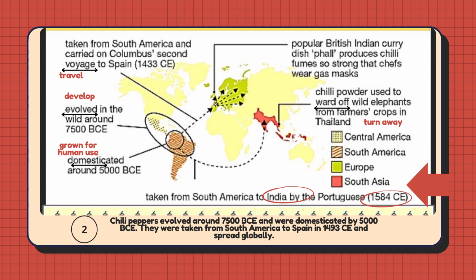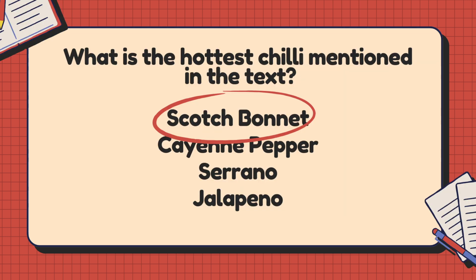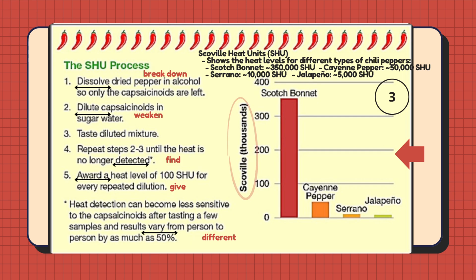So you will use scanning. The second question, what is the hottest chili mentioned in the text? The answer is Scotch bonnet. Why is the answer Scotch bonnet? It means that you have to look at the graph of the Scoville heat units, or the SHU levels.